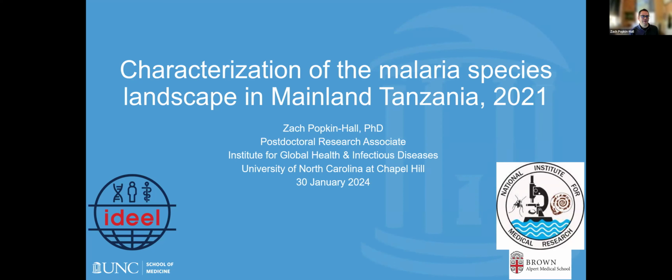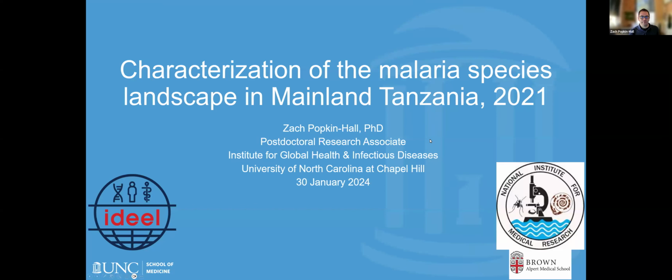So like you heard, I'm going to be talking today about our results from mainland Tanzania, characterizing the malaria species landscape there in 2021. This is work that was done in collaboration with us at IDEAL, at UNC, and the School of Medicine, as well as with our collaborators at NIMRI, the National Institute for Medical Research in Dar es Salaam, and at Brown University, also in the US.